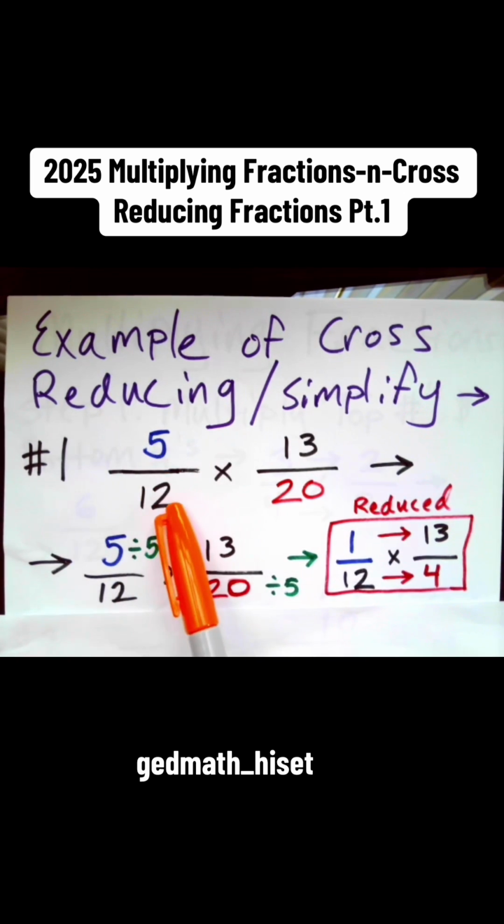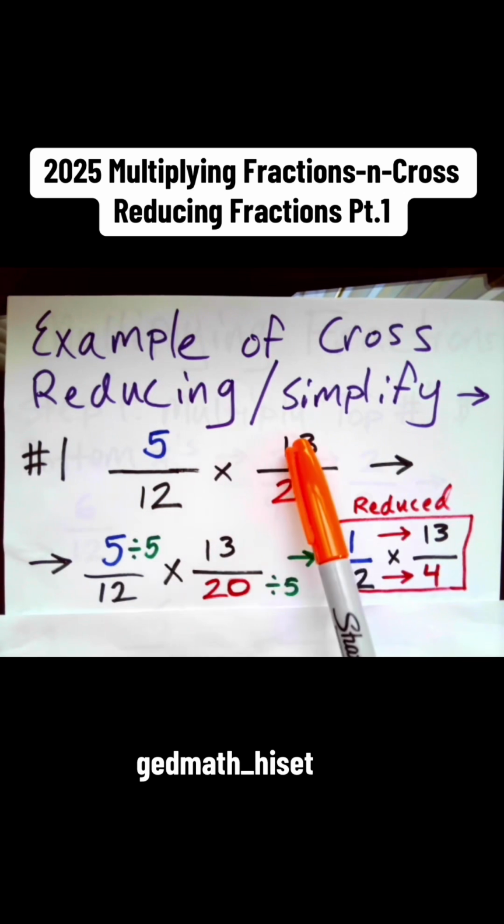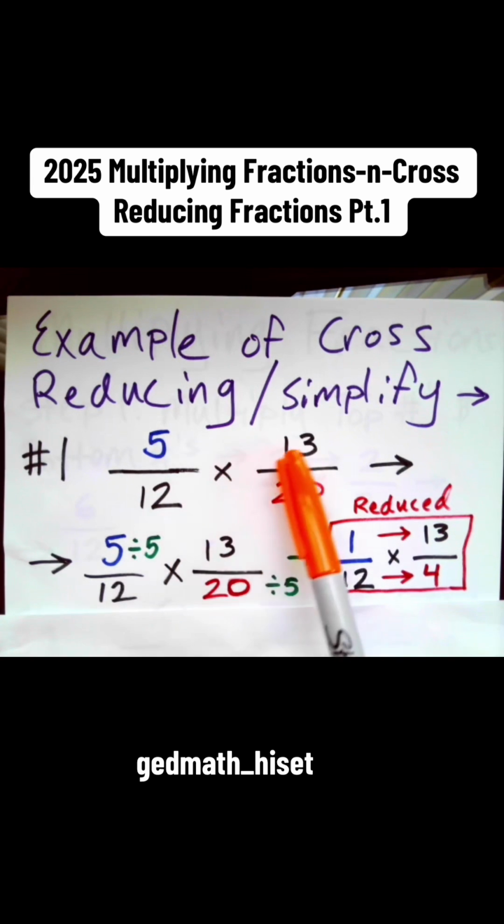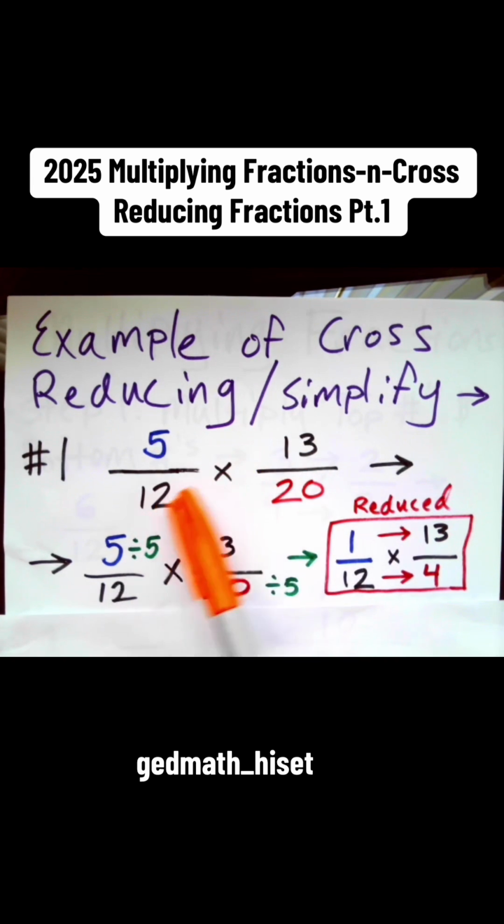So we have 5/12 times 13/20. Remember, every fraction is a division problem. So this really means 5 divided by 12 times 13 divided by 20. Here, I want to show you how to reduce. So we look at the numbers 12 and 13. Can either of these numbers be simplified?